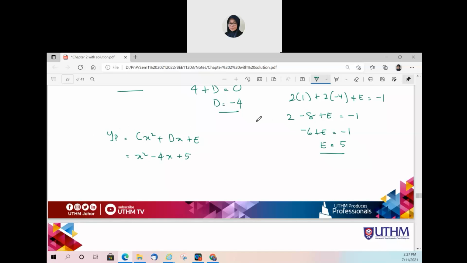Ada soalan tak nak tanya? Ada soalan? Tak ada. Doktor. Faham.